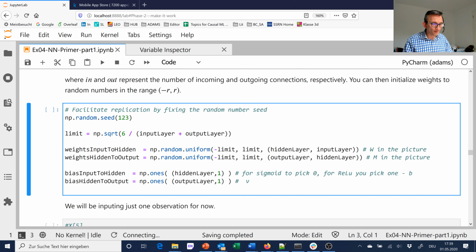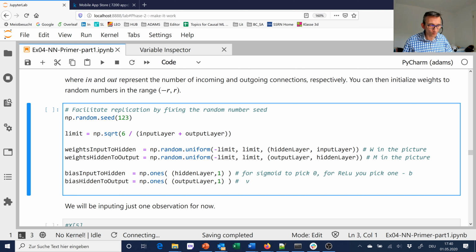When I now sample my weights, I first set up this limit, the recommendation or rule of thumb, and then I sample the weights input to hidden, weights hidden to output, and my two bias vectors using NumPy random uniform. So I'm using a uniform distribution between plus limit and minus limit. And these functions from NumPy random allow me to specify the dimensionality of the matrix that I want.